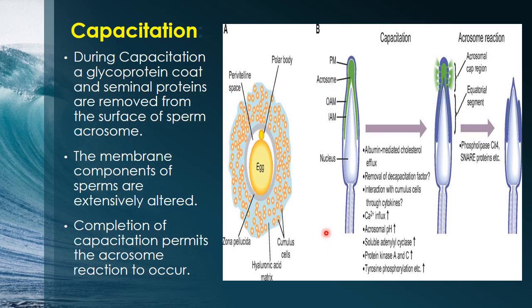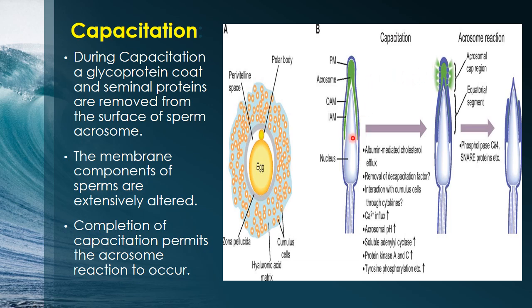During capacitation, which is a functional maturation of the sperm, there is removal of the glycoprotein coat over the acrosome or the acrosomal cap, and certain seminal proteins which are present over the acrosome region are also removed. So the membrane component of the acrosome membrane is extensively altered, so that this membrane is capable of undergoing the acrosome reaction, or the release of the enzymes through the acrosomal cap.